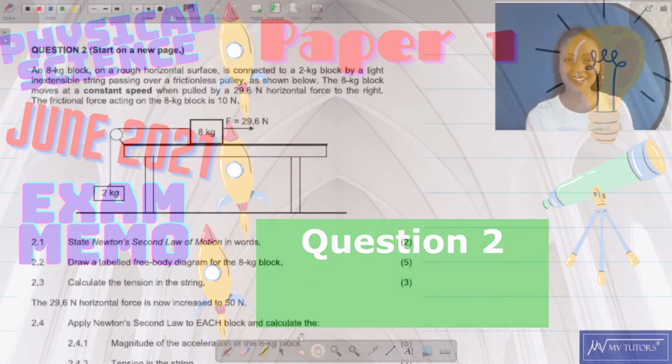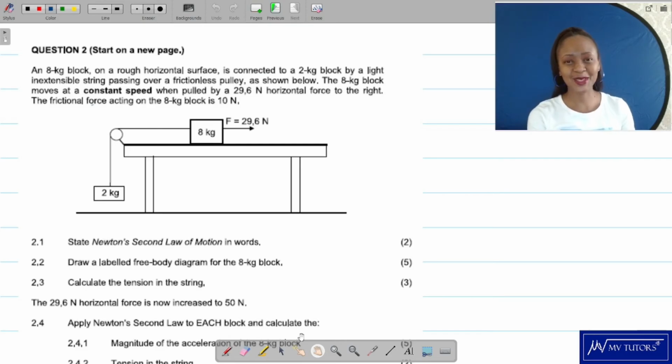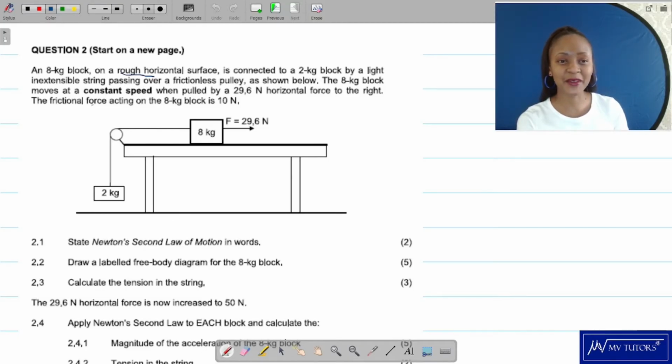Hello everyone, and welcome to MV Tutors. I'm Tolo. We're still looking at the Physics Paper 1 2021 June exam, and let's see what question 2 has in store for us. An 8 kg block on a rough horizontal surface is connected to a 2 kg block by a light inextensible string passing over a frictionless pulley as shown below. One thing I am noting there is rough horizontal surface, so I know already there's friction.